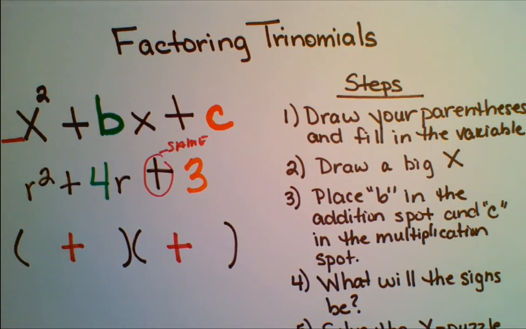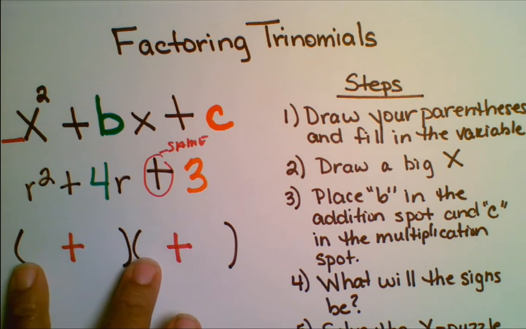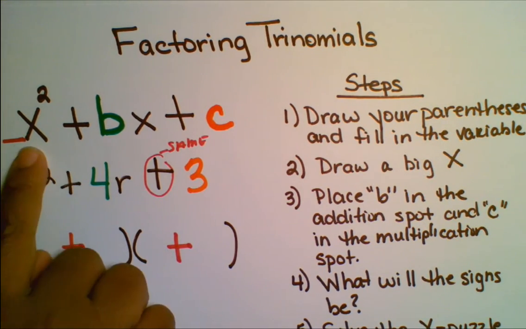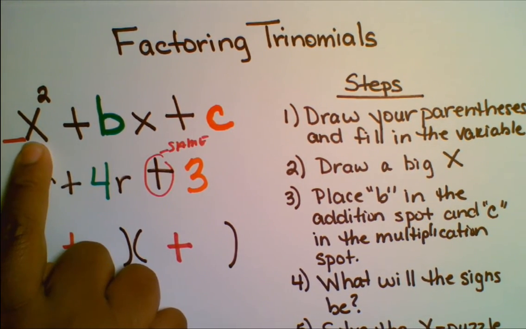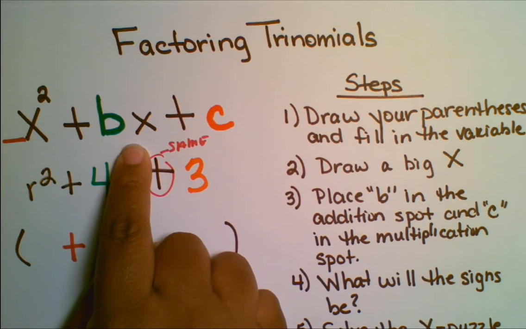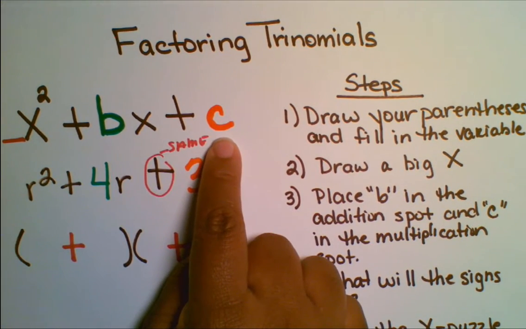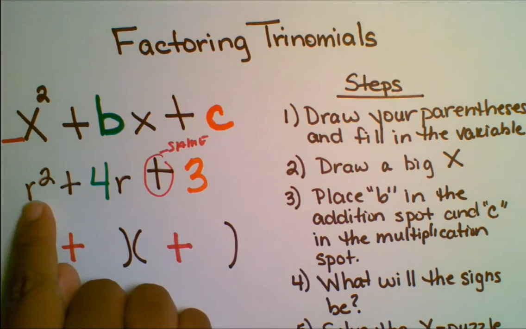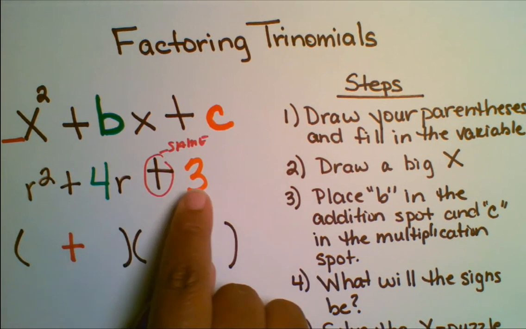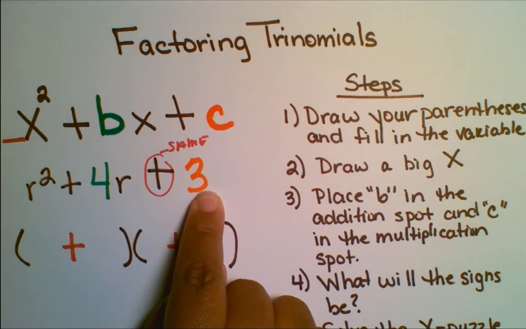Now, when it says that we're going to fill in the variable or the variables here, let's look at what we have in this trinomial. Our first term is x squared. Our second term is bx. And our last term is c. And we're putting numbers in for the b and c.